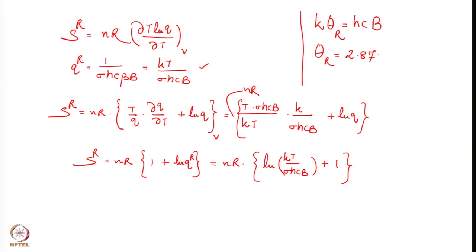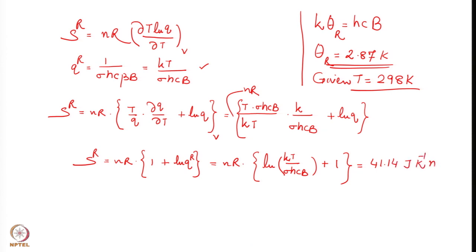2.87 Kelvin, right? And your given temperature is equal to 298 Kelvin, which is much higher than 2.87 Kelvin. So therefore, it is justified to use q_r is equal to kT over sigma hcB. Now you substitute the values, and what you will get is 41.14 joules per Kelvin per mole. k is Boltzmann constant, T is the temperature which is given to you, sigma, in this case it is nitrogen, so therefore sigma is equal to 2, and h is Planck's constant, c is speed of light, and B is the rotational constant.